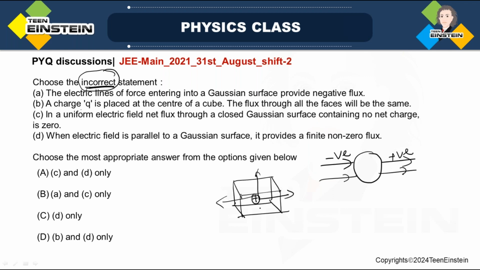Through each face it will be, if the flux is q by epsilon naught, then it will be 1/6 of this through each surface. This is true. In a uniform electric field, net flux through a Gaussian surface containing no net charge is zero.